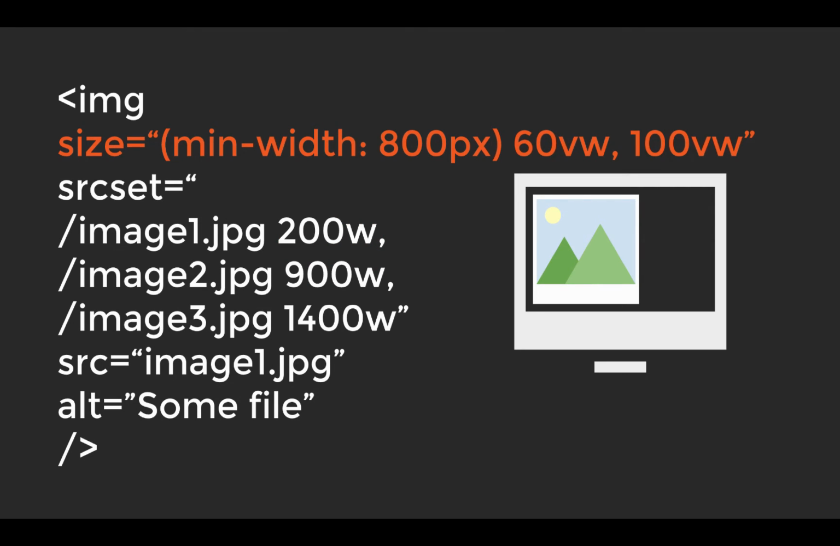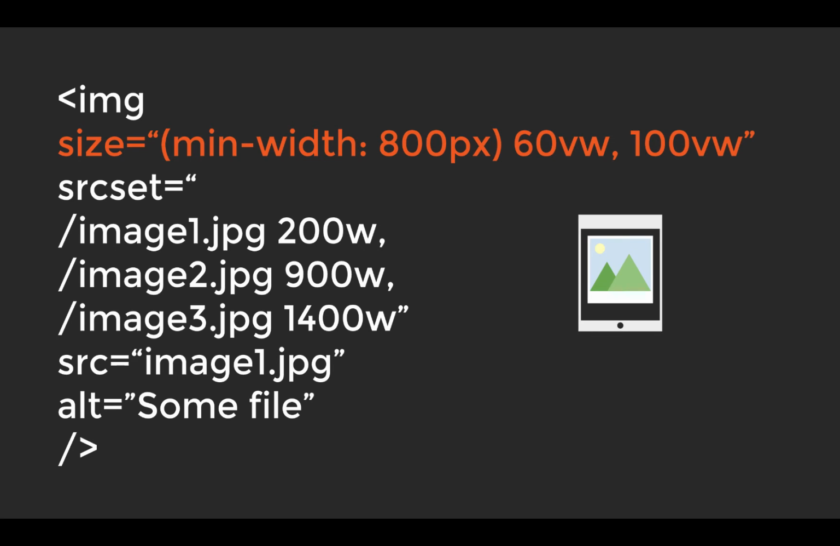We can also use the sizes attribute to give the browser additional context on how this image will behave across screen widths using media conditions, which are very much like media queries. In our example, our two conditions state, if the browser window is wider than 800 pixels, this image is probably going to be displayed about 60% the size of that. If it's smaller, it'll probably be full width.